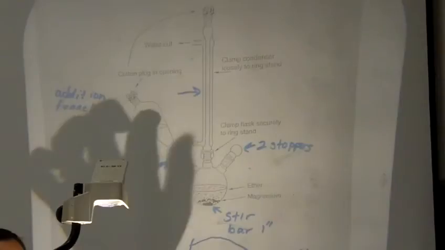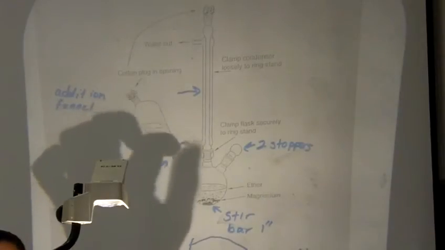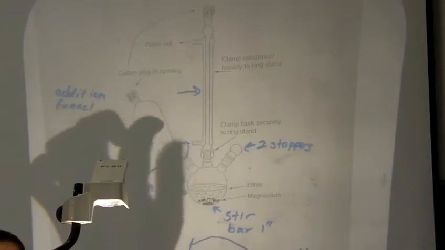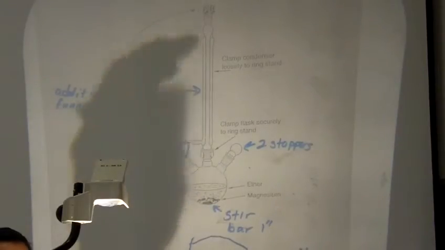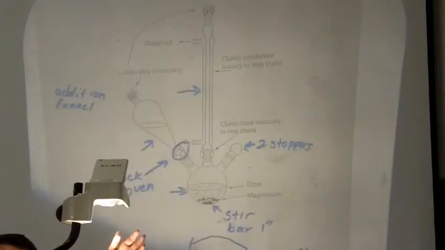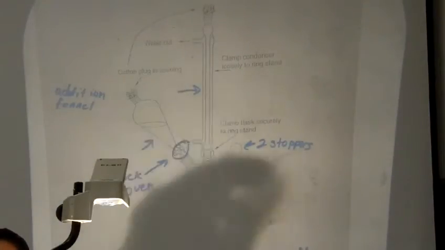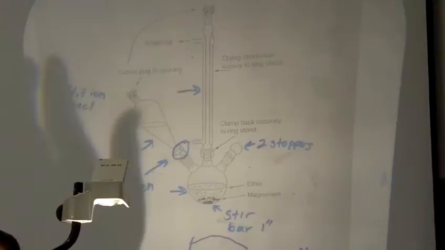You're going to have that alkyl bromide in 40 mL of ether in your separatory funnel. Okay? So you can add the ether to your separatory funnel, then add the alkyl bromide to the separatory funnel. Alkyl bromide's more dense than the ether. As it goes through the separatory funnel, it's going to mix to make the solution that you need.